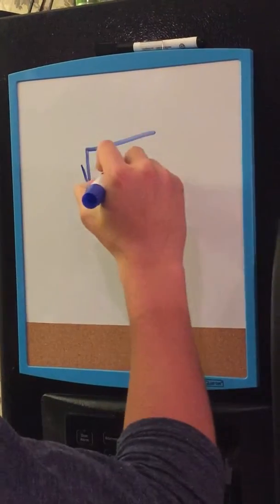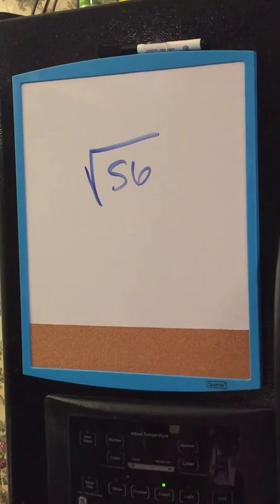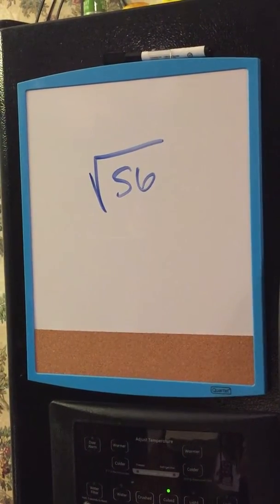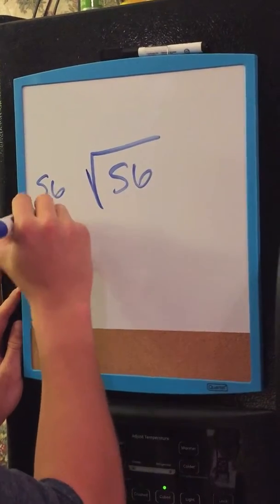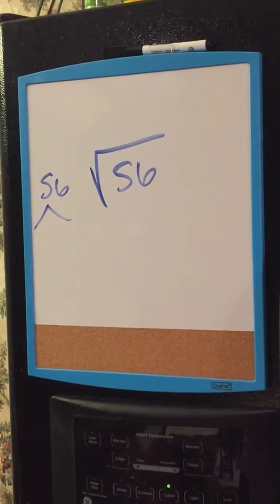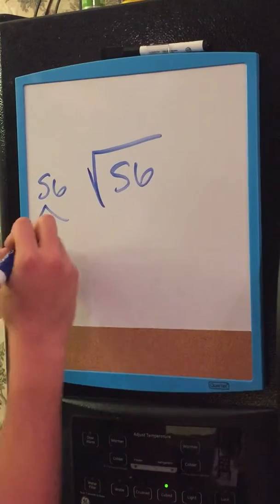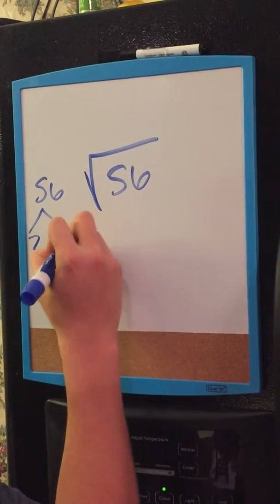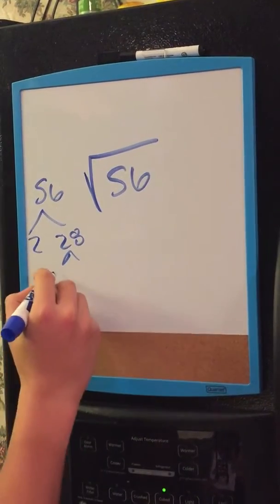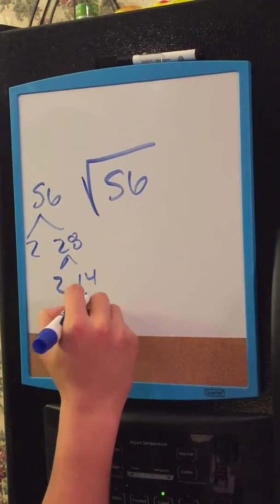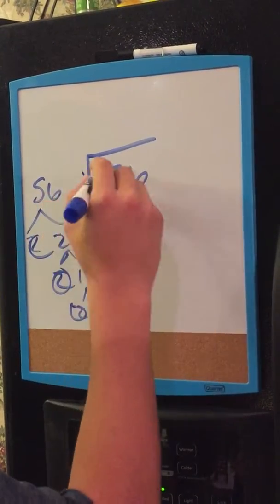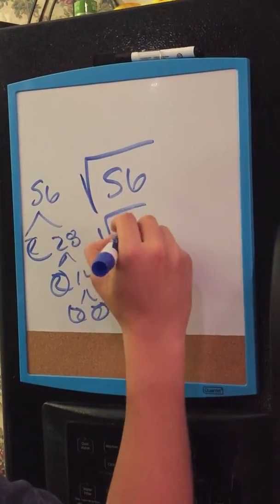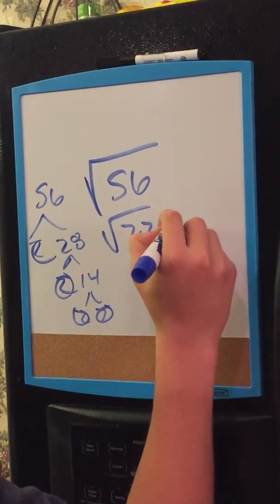So we're going to simplify the square root of 56. There's no perfect square root of 56, so you want to take it out here and see what two numbers multiply each other to equal it. You get 2 and 28, then 2 and 14, and then 2 and 7. So you use all of these numbers in here: the square root of 2 times 2 times 2 times 7.